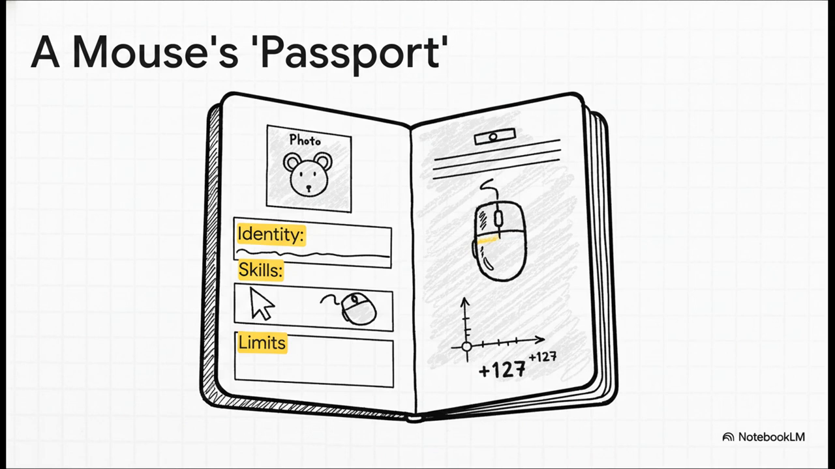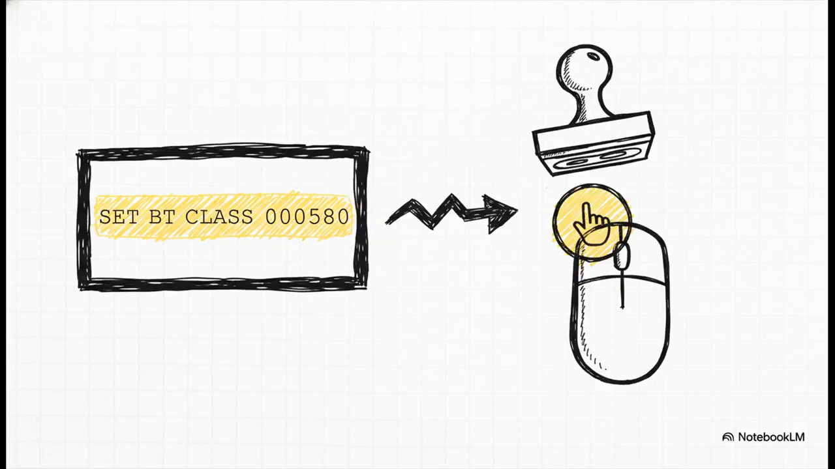So, what's written in this passport? Well, for the mouse we're looking at, it's super specific. It's like occupation, pointing device, special skills. I've got 3 buttons and a scroll wheel. It even lays out its limitations, like saying, I report my movement on a scale from -127 to +127. It's all right there. And the way this gets set up is actually pretty straightforward.